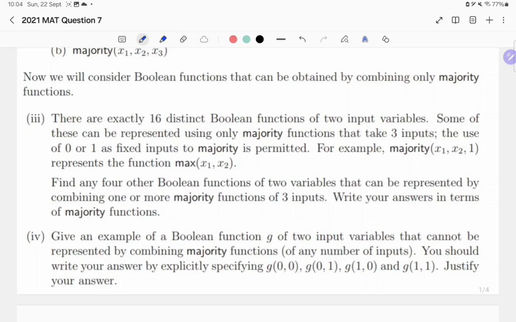Part 4. Give an example of a Boolean function g of 2 input variables that cannot be represented by combining majority functions of any number of inputs. You should write your answer by explicitly specifying g of 0, 0, g of 0, 1, g of 1, 0, and g of 1, 1. Justify your answer. Pause the video to have a think, and once you're ready, we'll restart to see if you were correct.